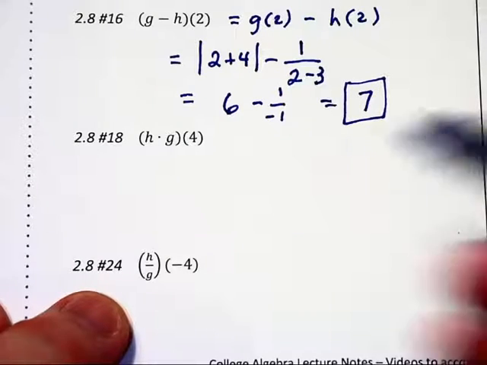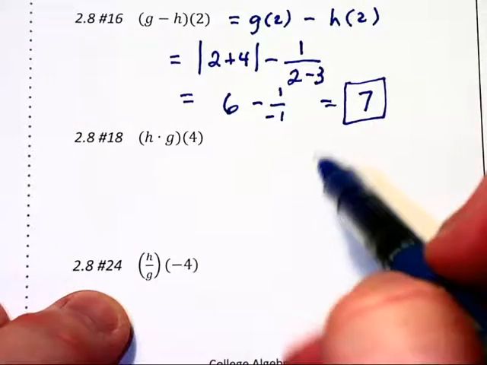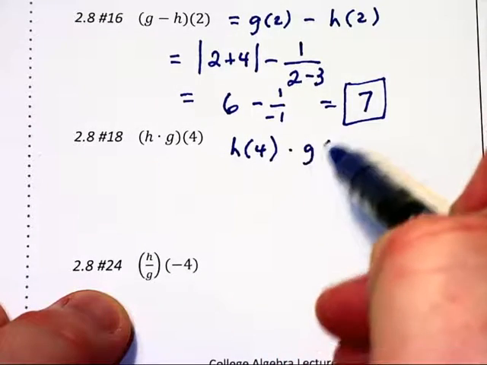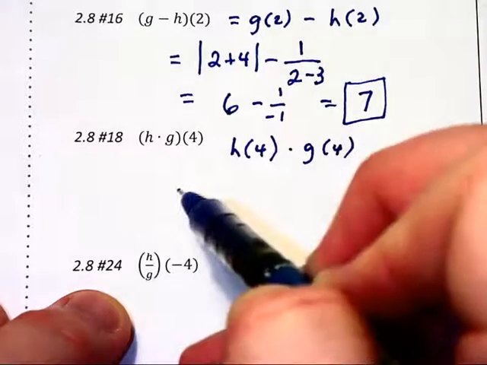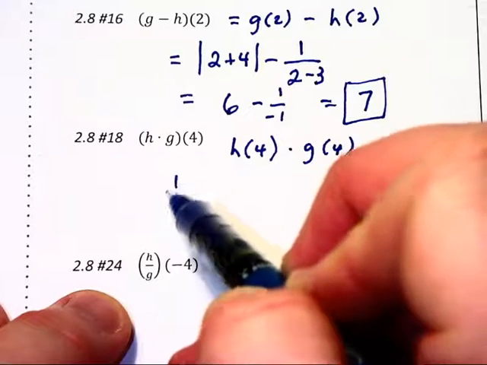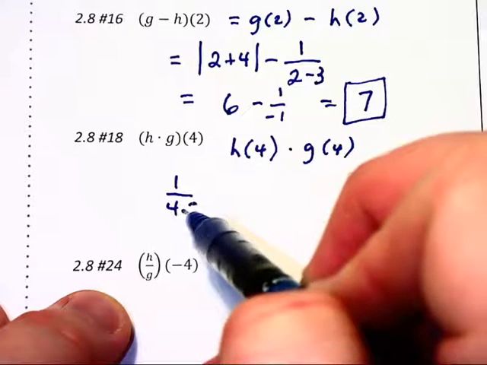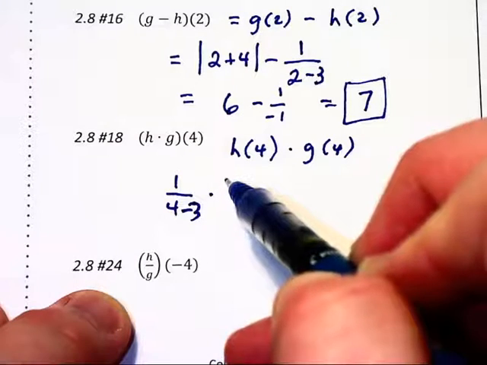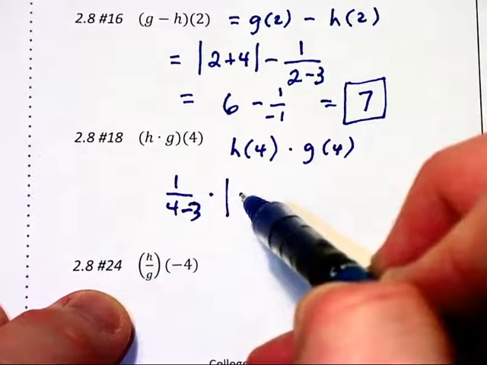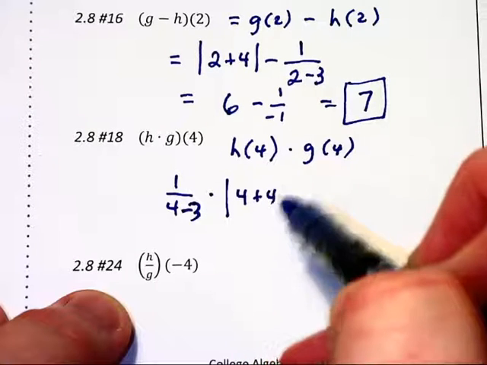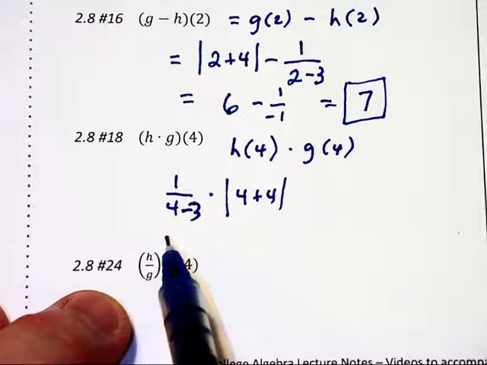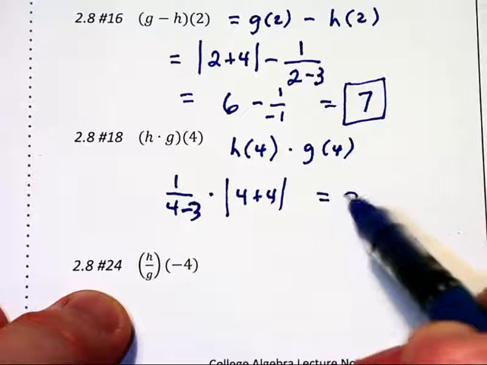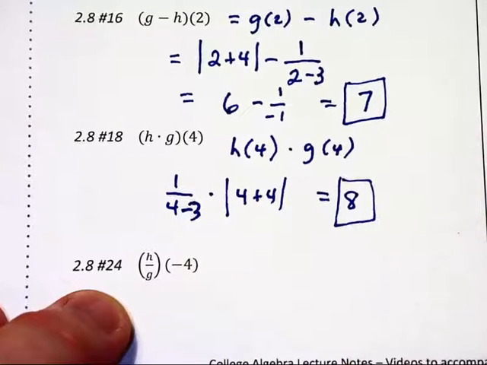For the second part, (h·g)(4). That becomes h(4) times g(4). h(4) turns out to be 1 over 4 minus 3, times g(4). That becomes the absolute value of 4 plus 4. This fraction becomes 1 over 1, so 1 times 8 is equal to 8.